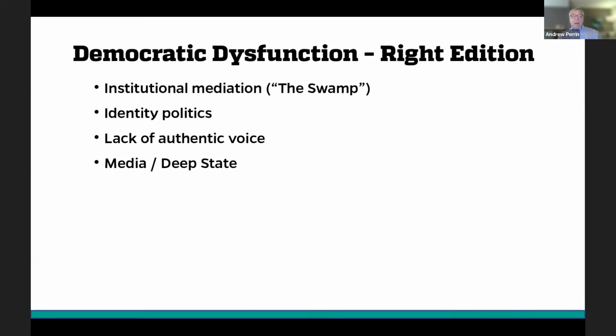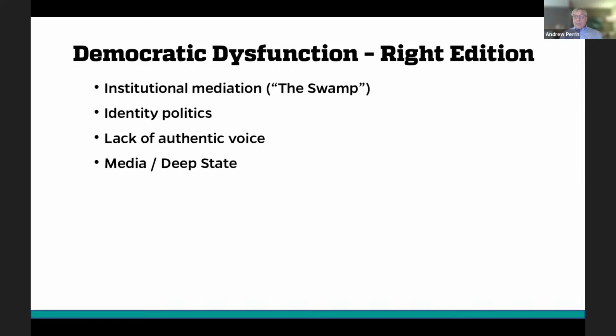Meanwhile, right-wingers tend to think about left-wingers that they are thoroughly drawn up in institutional mediation, like they care way too much about institutions, whether those are courts or legislatures or the press, all of which right-wingers have come to call the swamp.